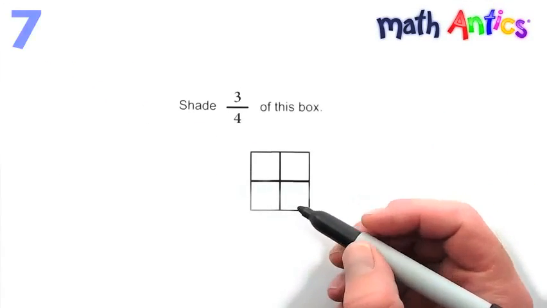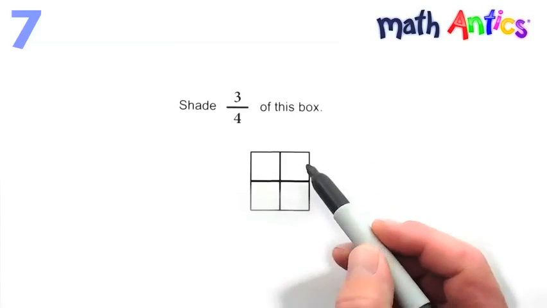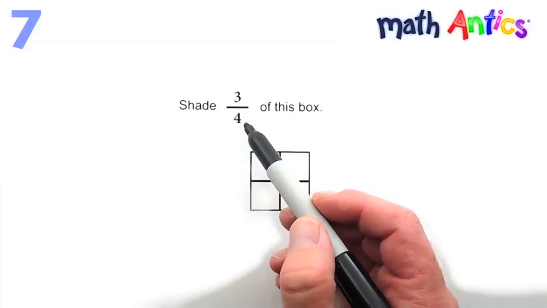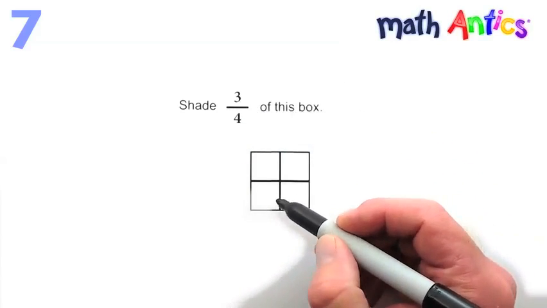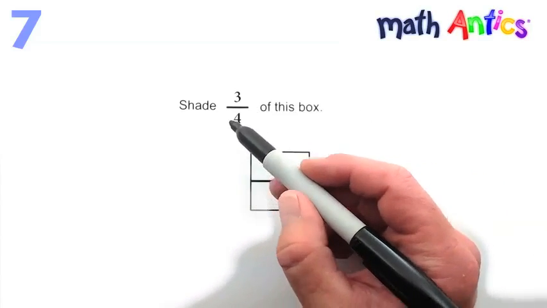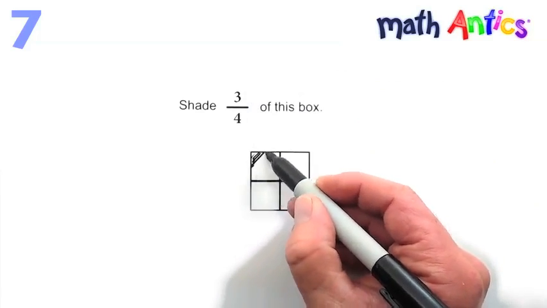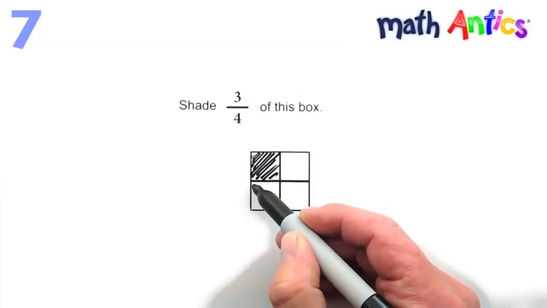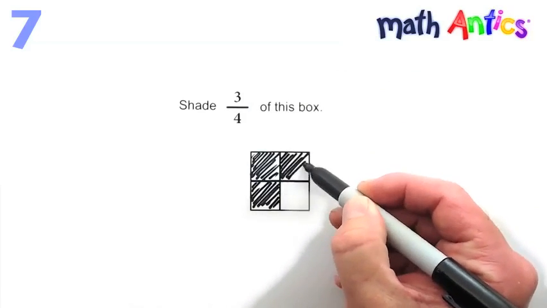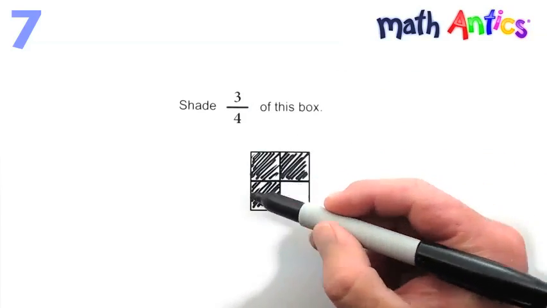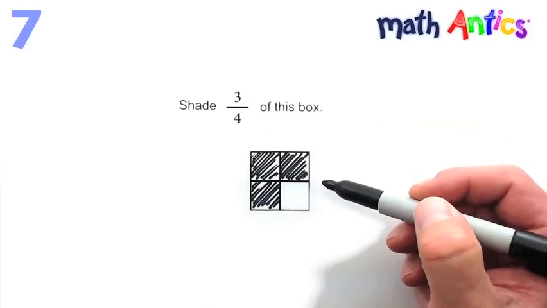Okay, problem 7 is just a bit different. It wants us to do the shading this time. It gives us a box and says shade 3 out of 4 or 3/4 of this box. So the box is divided into 4 parts, so all we need to do is shade 3 of those parts. It can be any 3, so let's start with this top corner. We'll shade that one. I'll shade this one. And how about this one? There, so now this box has 3 out of 4 or 3/4 of it shaded.